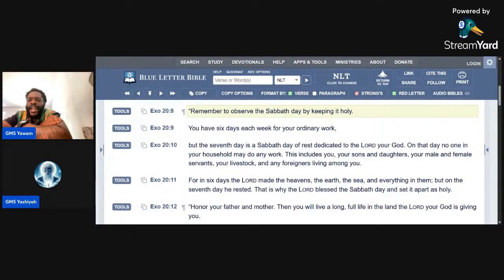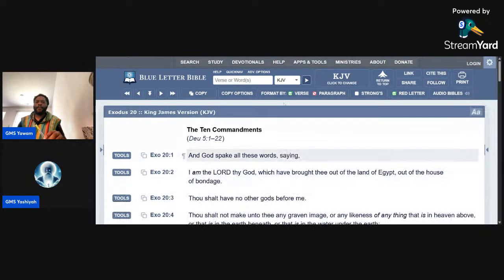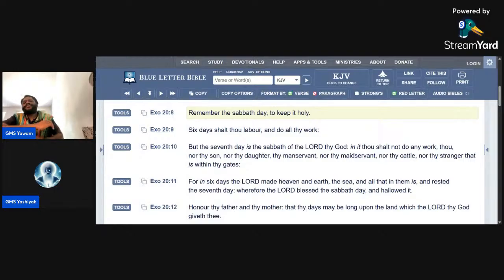So it says you have 6 days each week. Or could you go back to the KJV Bible shop? So it says Exodus, Shemoth, 20 and verse 8. It says, remember the Sabbath day to keep it holy, keep it separate, it should be different from the other 6 days. It says, 6 days shalt thou labor and do all thy work, but the seventh day is the Sabbath of the Lord thy power.